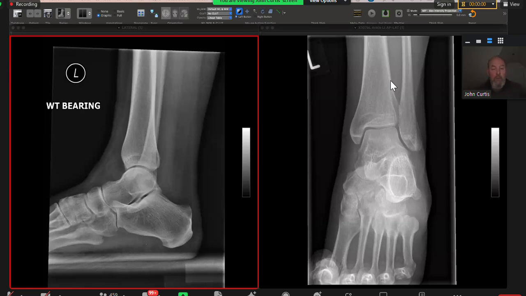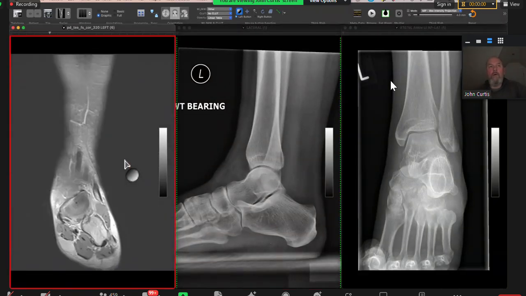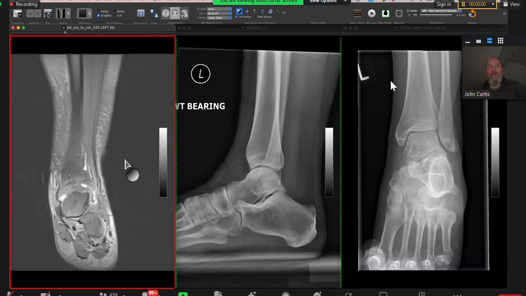You could do a bone scan. What's better than a bone scan? MRI? Yeah. Okay, you control the MRI. Okay. Roll through it.